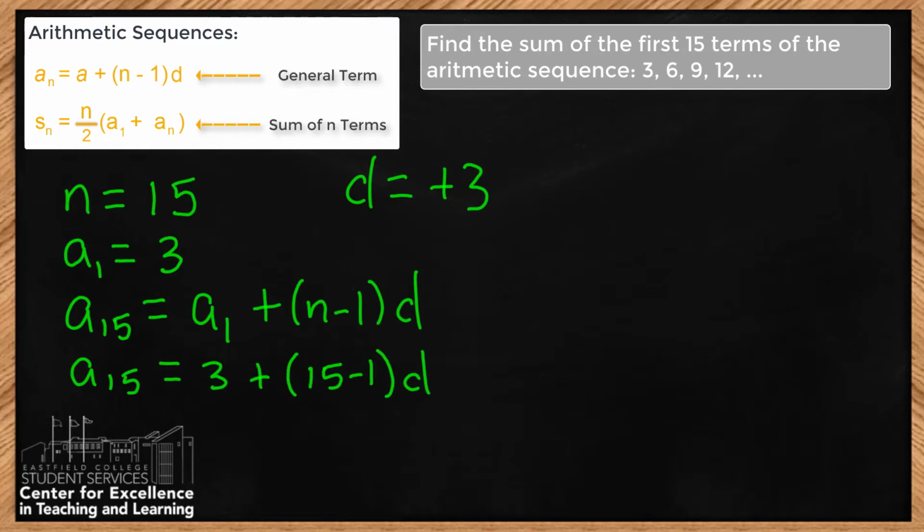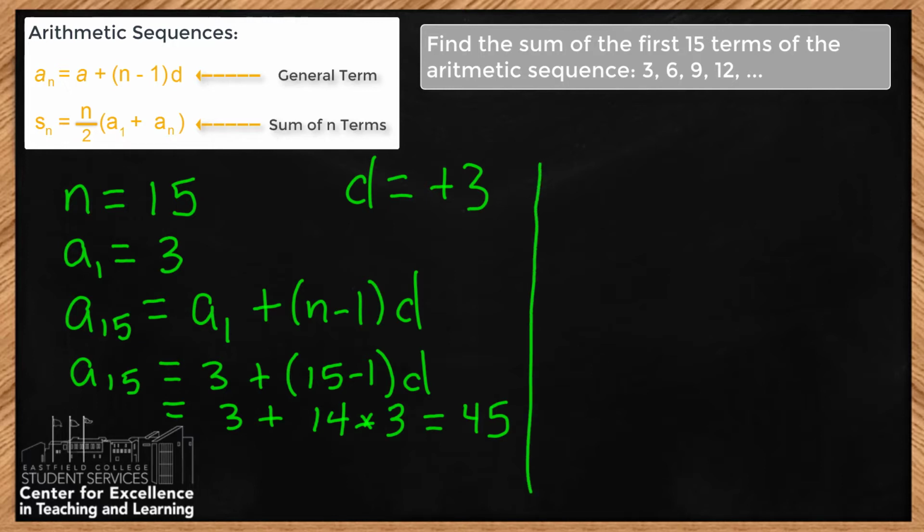So we're trying to find a15. It's 3 plus 15 minus 1 times 3, and we will actually calculate that to be 45. So now we know n, we know a1, and we know a15. And we can go back to the actual sum formula.